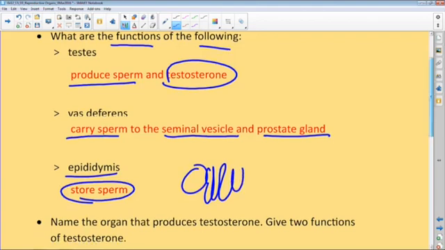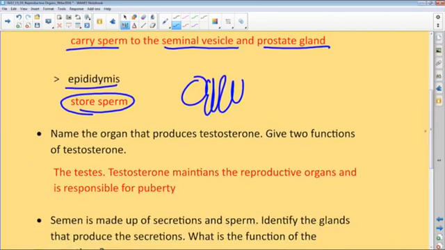Oh, come on, let's move. Name the organ that produces testosterone. Come on, you know this. It is your testes. And what? Give two functions of testosterone. Firstly, testosterone maintains the reproductive organs. It's got to be there. That's why the man has it. Okay, and then lastly, it's responsible for puberty. It also does secondary male characteristics, like the thick jaws and the big muscles and all of that.